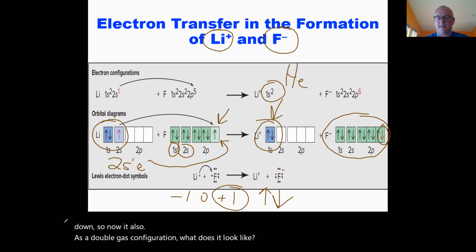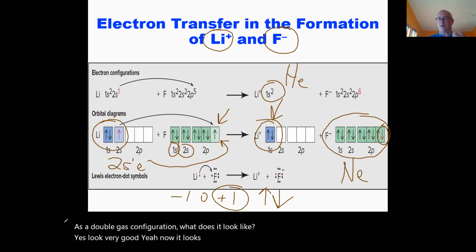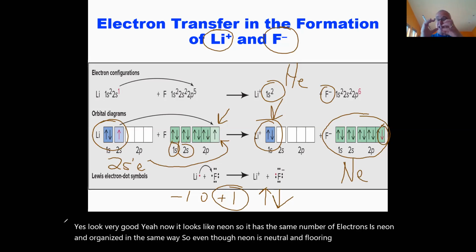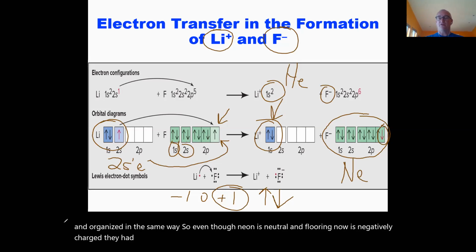Neon? Yes, it looked very good. Yeah, now it looks like neon. So it has the same number of electrons as neon and organized in the same way. So even though neon is neutral and fluorine now is negatively charged, they have the same electron configuration. And so they're both in their nirvana happy place.